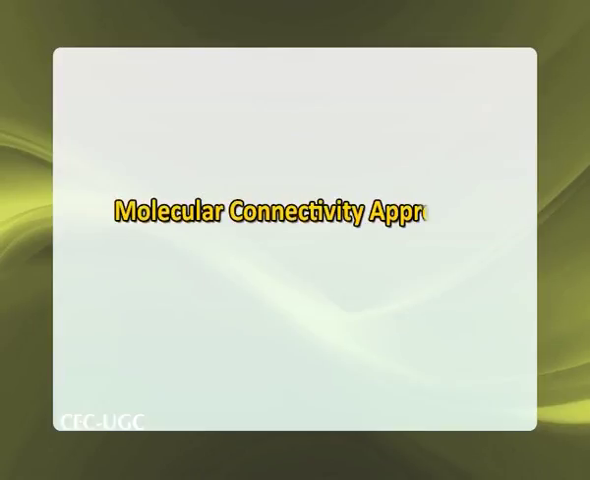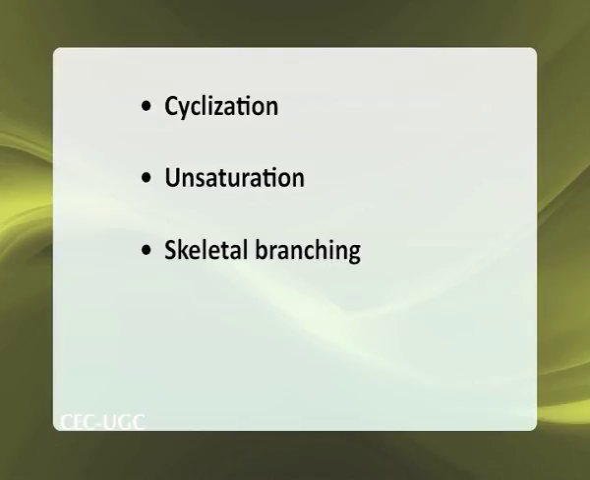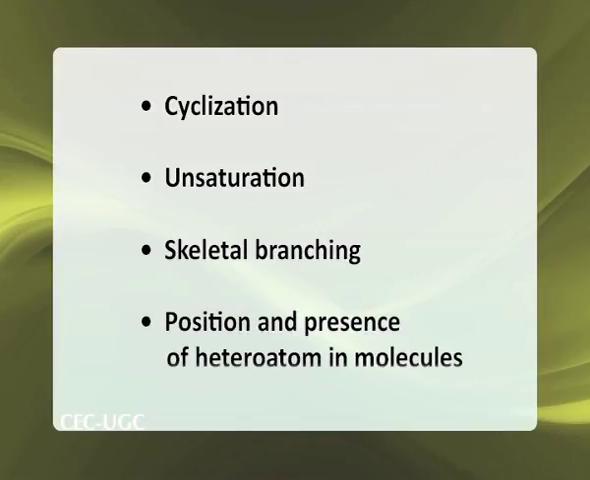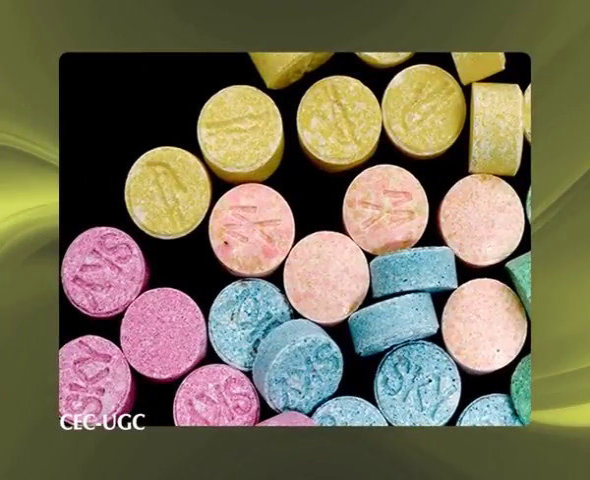Third one is the molecular connectivity approach. This approach establishes the presence of structural features like cyclization, unsaturation, skeletal branching, and the position and presence of heteroatoms in molecules with the aid of a series of numerical indices. For example, an index was determined to possess a correlative factor in the SAR study of amphetamine type hallucinogenic drugs.